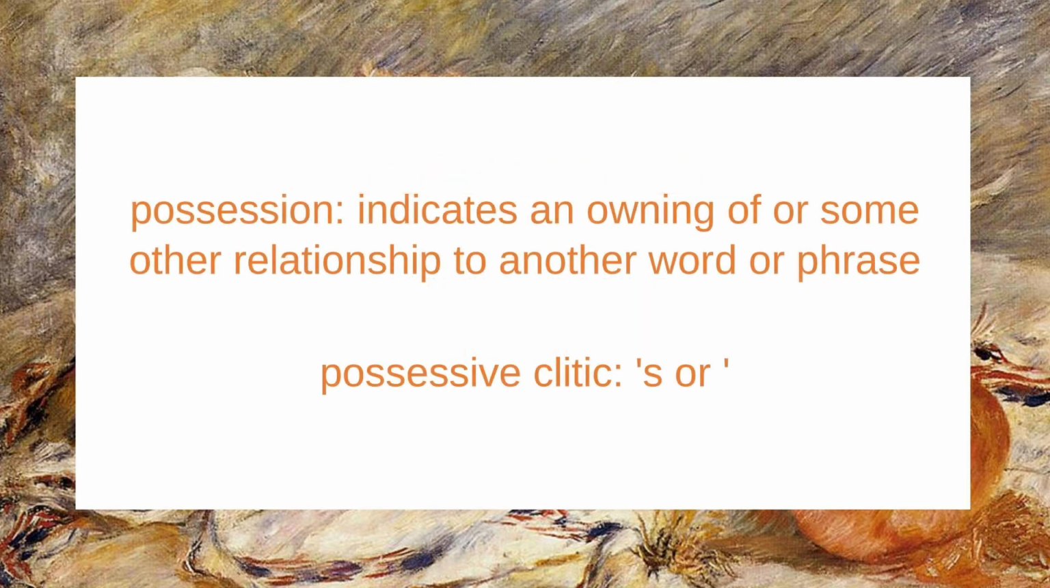In addition to showing number, nouns also show possession. Possessive nouns are nouns that indicate an owning of or some other relationship to another word or phrase. Possessive nouns are formed by putting the apostrophe S or apostrophe on the end of the noun.